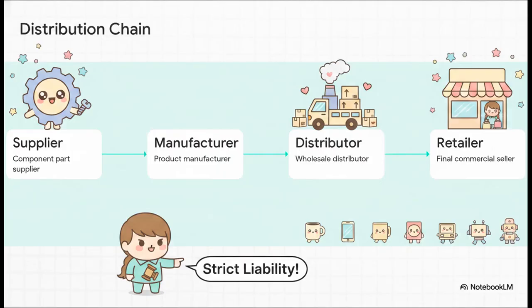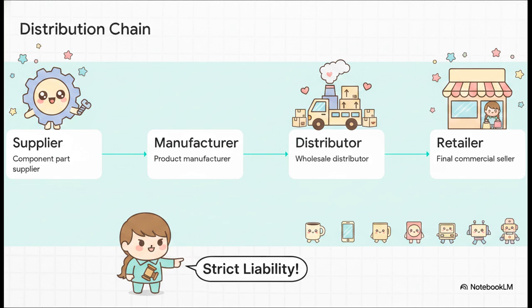Let's trace that chain of distribution for a second. When we talk about a proper defendant having to be a commercial seller, we mean literally anyone in this stream of commerce. Step 1, the component supplier. Step 2, the manufacturer. Step 3, the wholesale distributor. Step 4, the retailer.